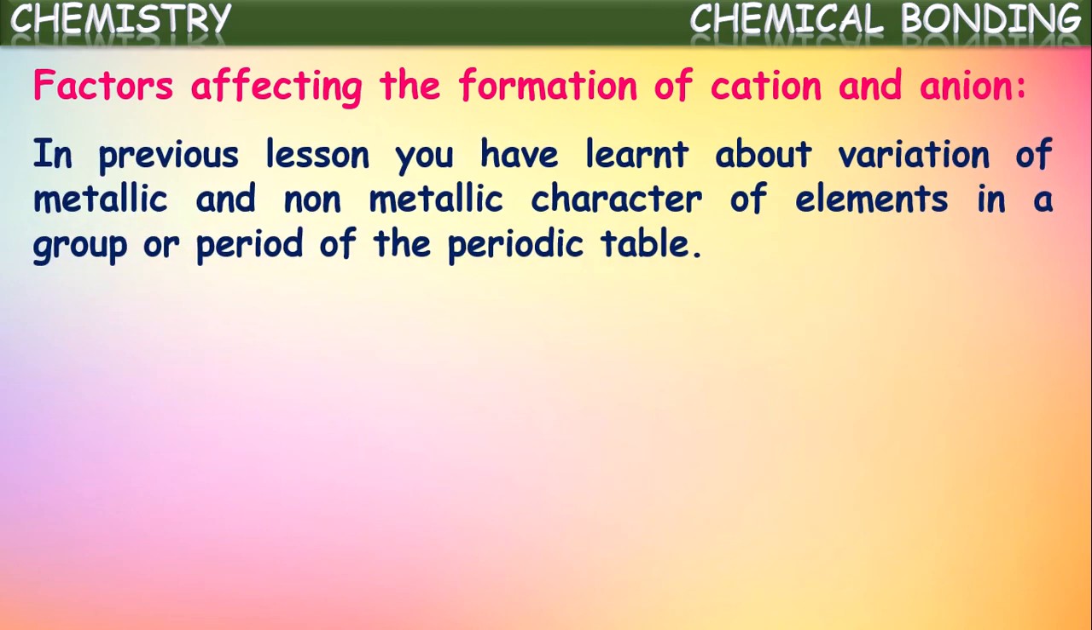Okay, now let us see the factors which are affecting the formation of cation and anion. On which factors the formation of cations and anions is dependent. One of them: in the previous lesson we learnt about the variation of metallic and non-metallic character of the elements in groups and periods of the modern periodic table. So this helps us to understand the factors which are affecting the formation of cations and anions, isn't it?